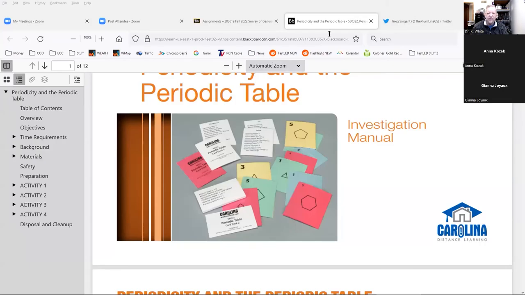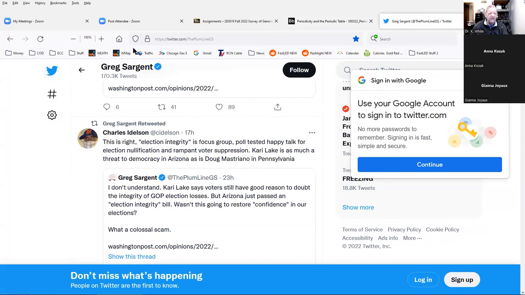But today's lab, you'll be using these cards. Now, in the lab, they talk about the periodic table and how it evolved. And the person who's credited for coming up with the first widely used periodic table is the Russian, I believe he's Russian, chemist Mendeleev. And let's do something I've never done before. Great moments in Dr. White's chemistry class.